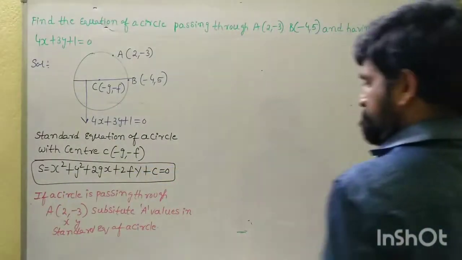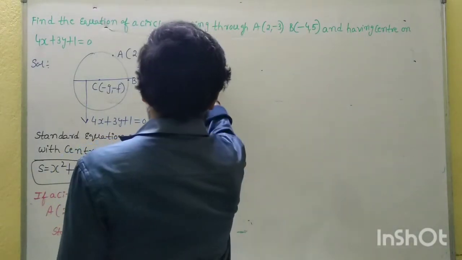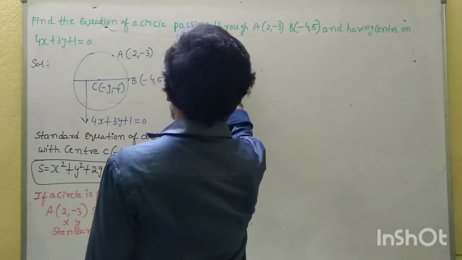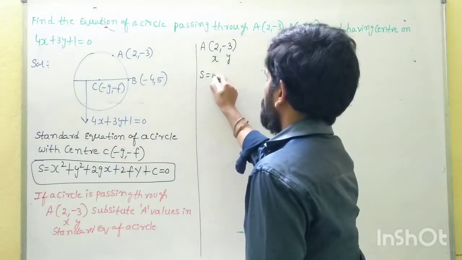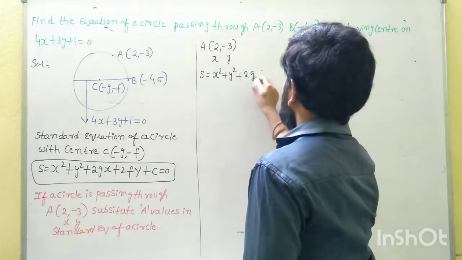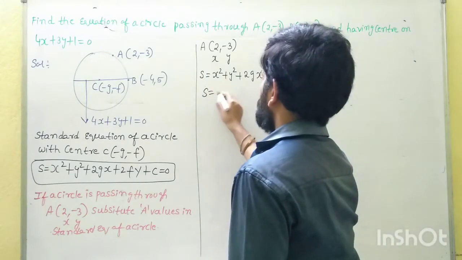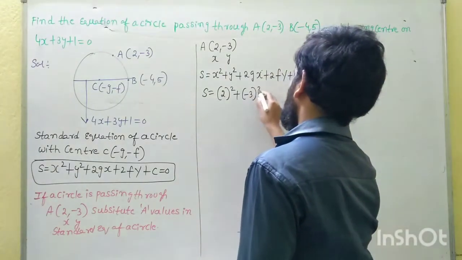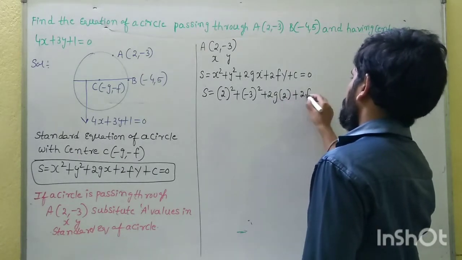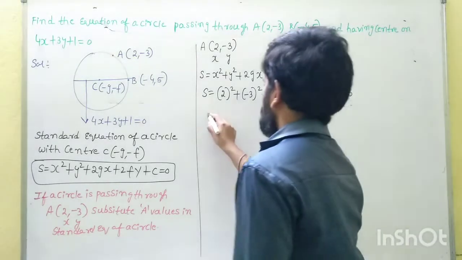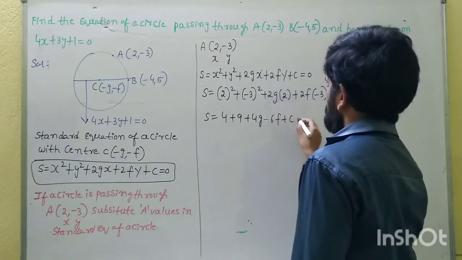Substitute in the standard equation of a circle. We will take A equals 2 comma minus 3 like x comma y. Now substitute this point in this equation of circle. Then S equals x square plus y square plus 2gx plus 2fy plus c equals 0. Then S equals 2 square plus minus 3 whole square plus 2 into g, we don't know the value, g into 2 plus 2 into f into minus 3 plus c equals 0. Then S equals 4 plus 9 plus 4g, minus 6f plus c equals 0.